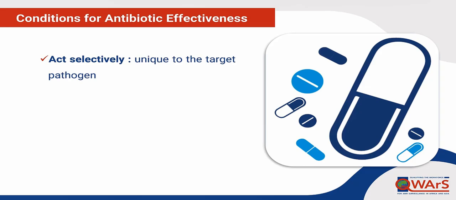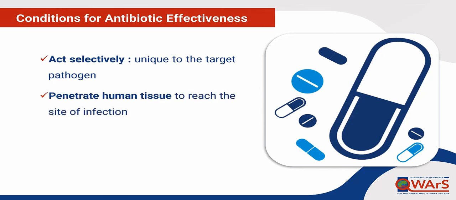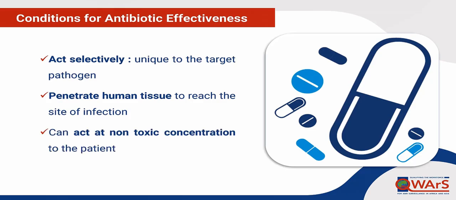For an antibiotic to be effective, it has to act selectively on processes that are unique to the target pathogen. It has to penetrate human tissue to reach the site of infection, and should be able to act at a concentration which is not toxic to the patient.